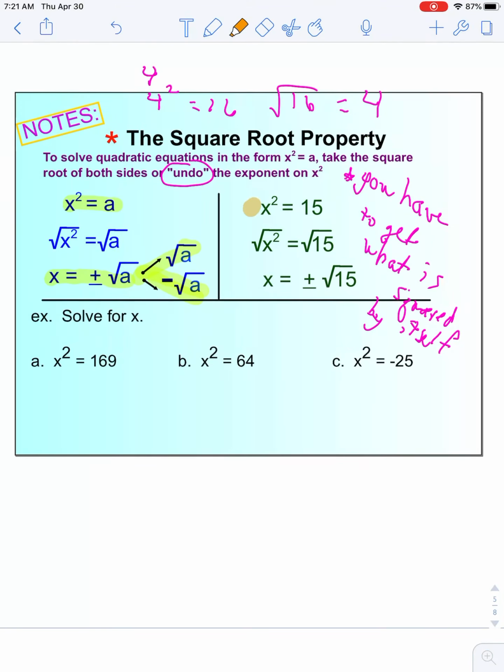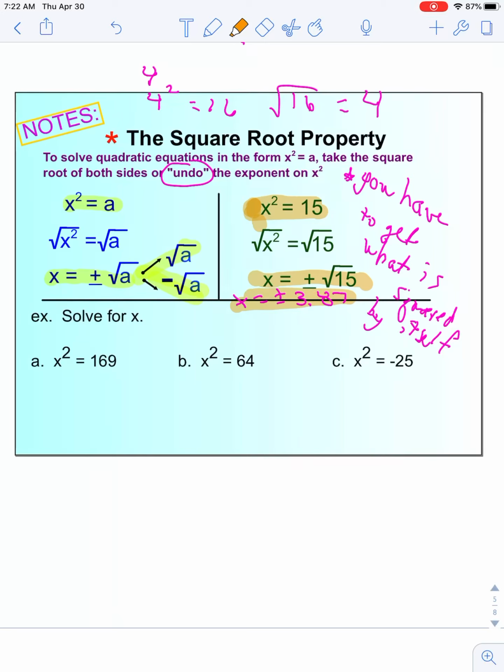Now if we take a look at this example, x squared equals 15. Well, x squared is by itself, so we take the square root of each side and we get x is equal to plus or minus the square root of 15, which we could leave like that, or we could actually have the decimal equivalent. And if we are going to round, we always round to two places, so we would get 3.87. So also we could have x equals plus or minus 3.87. So either of those answers are acceptable, okay?